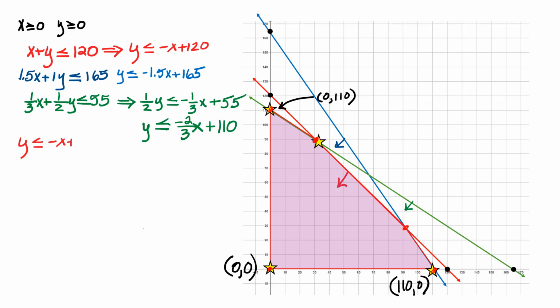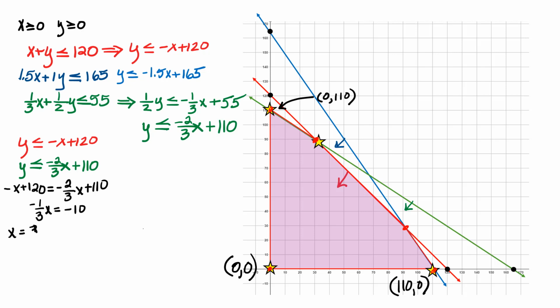So we've got y less than or equal to negative x plus 120, and we have y less than or equal to negative 2/3 x plus 110. So we're going to solve that system of equations, or they're not really equations, they're inequalities, but we're going to set them equal to each other. So we've got negative x plus 120 is equal to negative 2/3 x plus 110. Solve for x by adding 2/3 x on both sides. So we would have 1/3 x equals negative 10. Multiply both sides by 3, negative 3, and x equals 30.